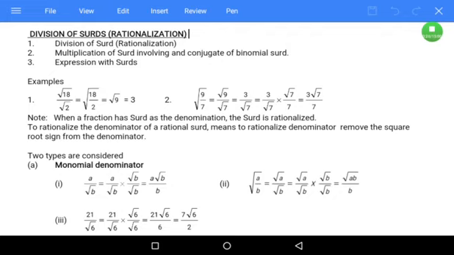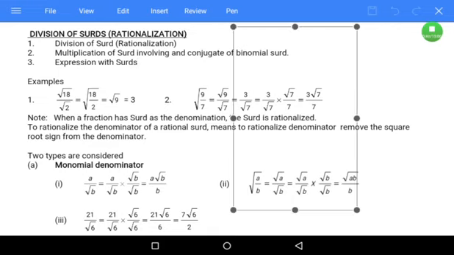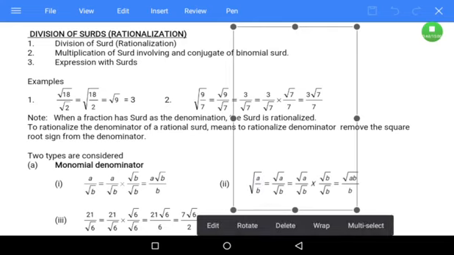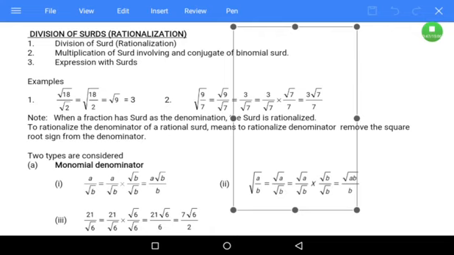Okay, quickly, let's assume you are given root 18 over root 2. You are asked to simplify this. Look at example 1, root 18 over root 2. In division, if you have root a over root b, or root of a over b, the root of a over b will give us root a. You can split it into root a over root b.